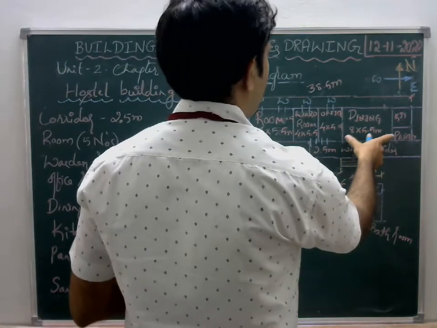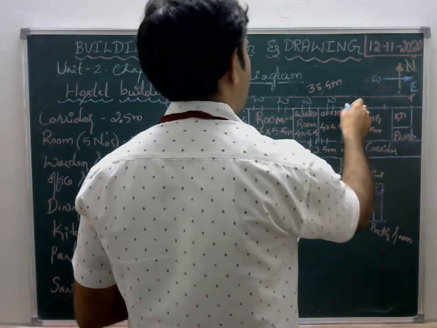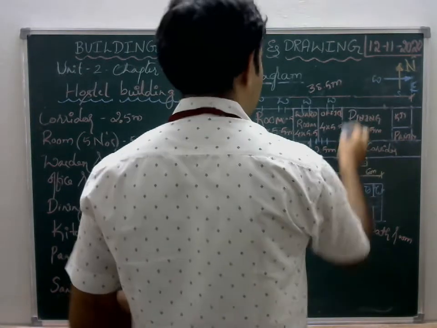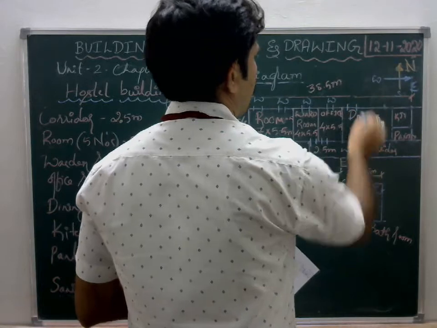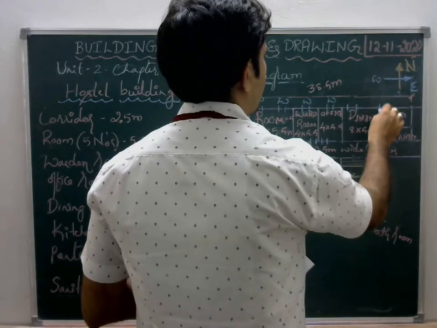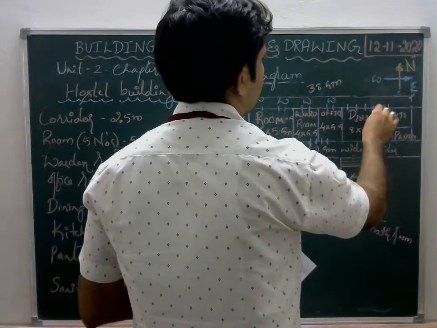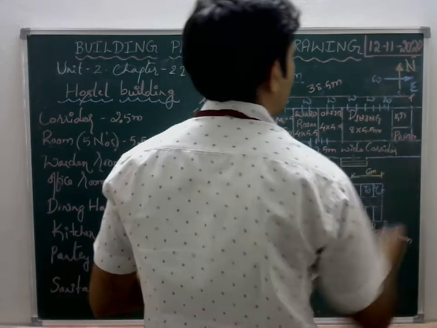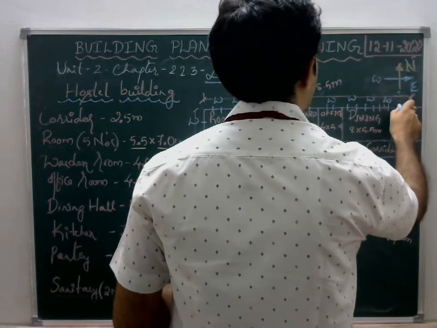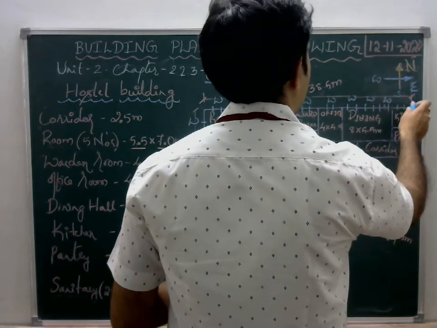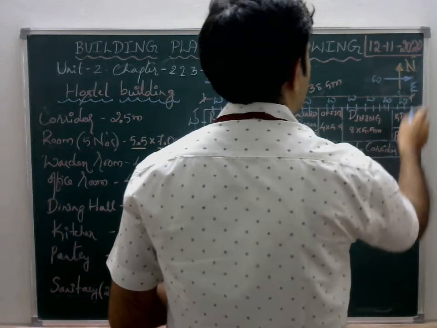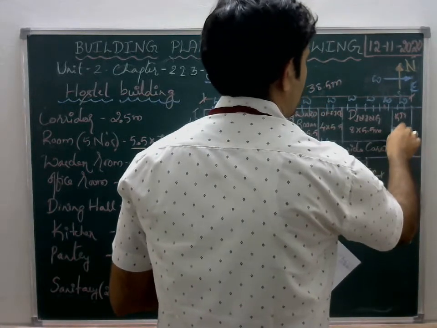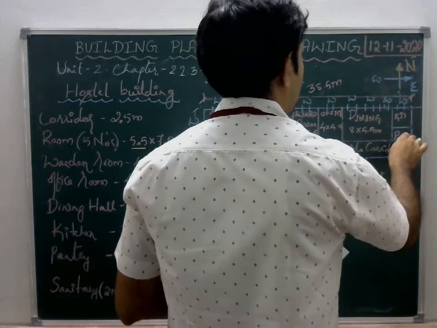For dining, it has an 8 meter length along the x direction. So we can provide three windows. Otherwise, we can provide three windows here. In the kitchen, I have to provide a window as well as an exhaust fan. In the pantry also, we are going to provide.